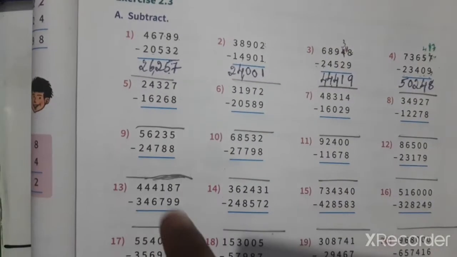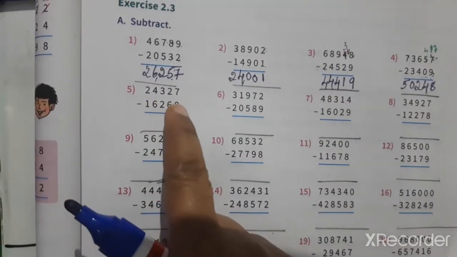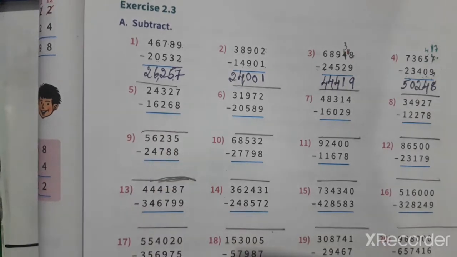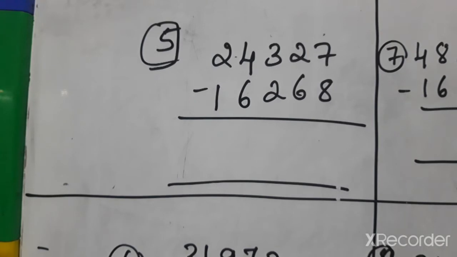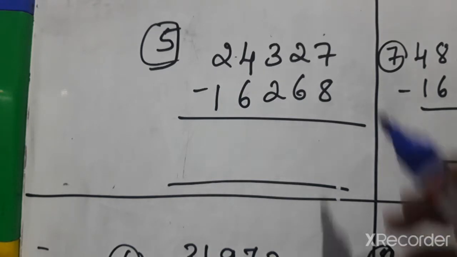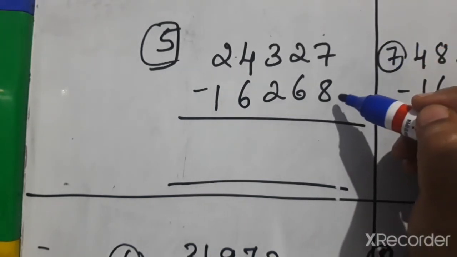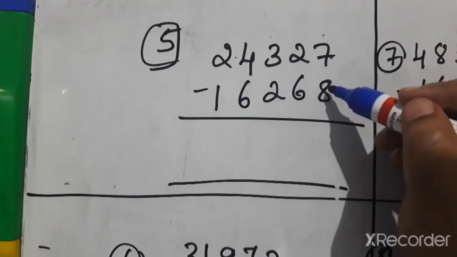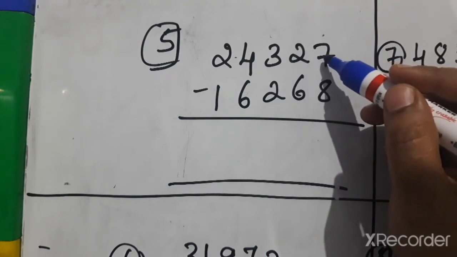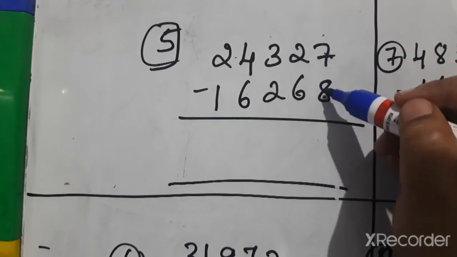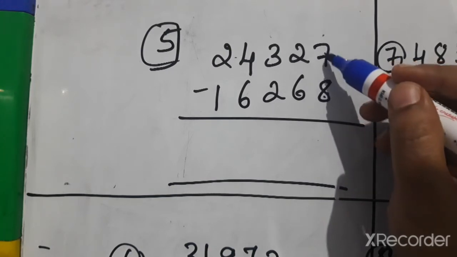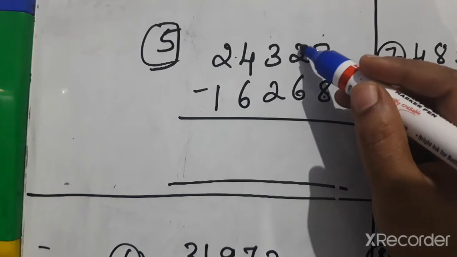Now fifth one, 24,327 minus 16,268. Now fifth question, children, 24,327 minus 16,268. So 27 minus 8 we can't subtract because 7 is less than 8. So first row number should be greater than second row, then easy for calculation. 7 minus 8 we can't subtract because 7 is less than 8. So borrow 1 from friend.